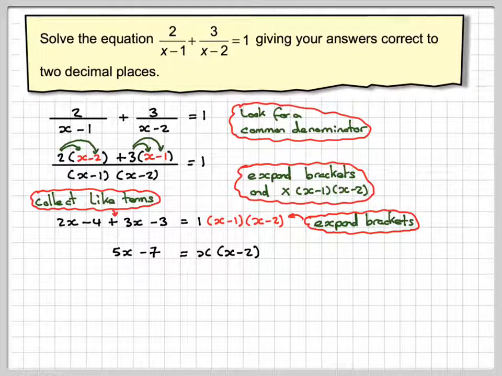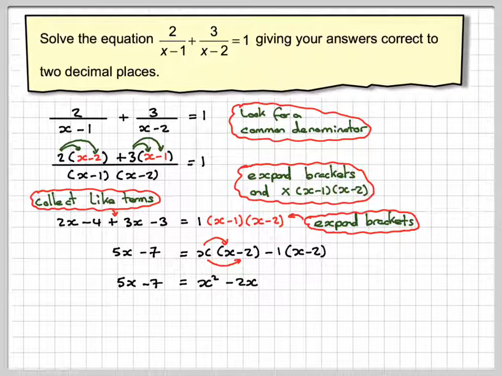On this side we're going to expand the brackets, so we're going to do x times x minus 2, and then minus 1 times x minus 2, or you could use the FOIL method. So on the left hand side we've still got 5x minus 7. Then x times x gives me x squared, x times minus 2 gives me minus 2x, minus 1 times x gives me minus x, and minus 1 times minus 2, careful, change the sign to a plus 2. Then this still stays the same.